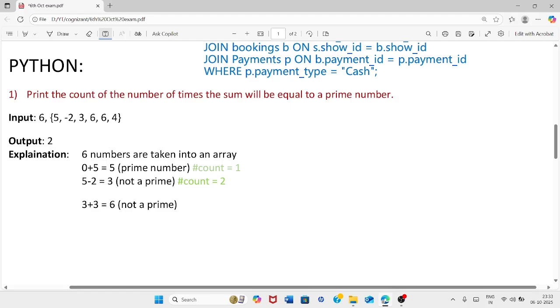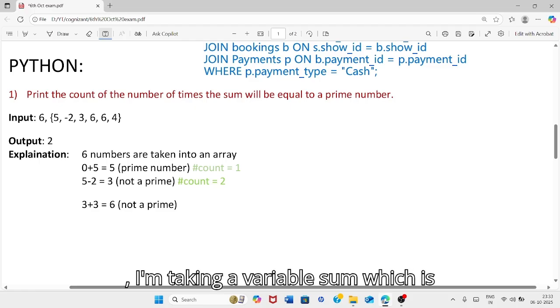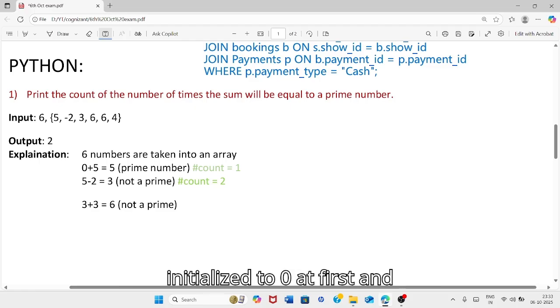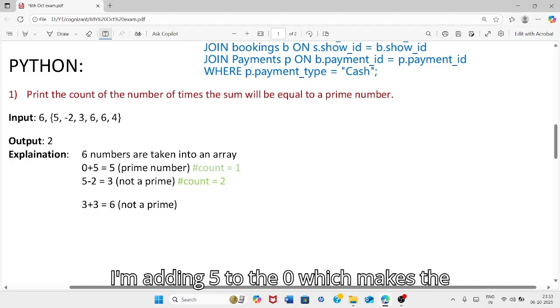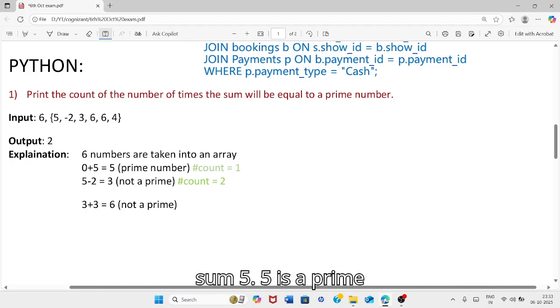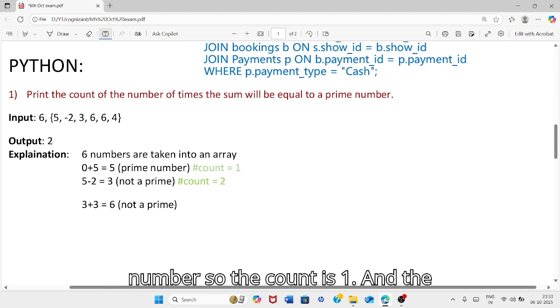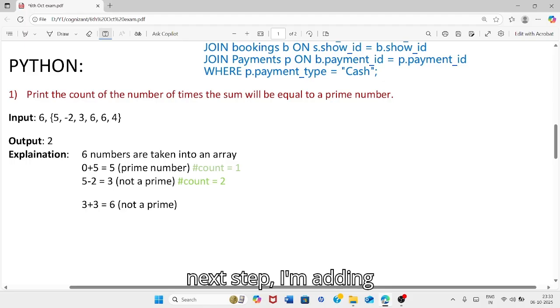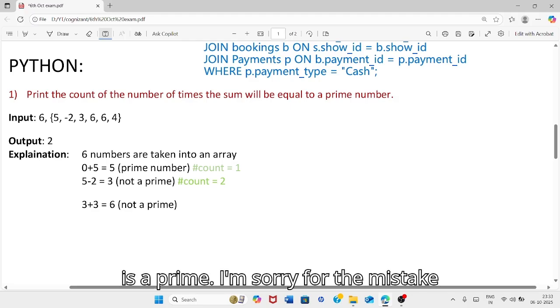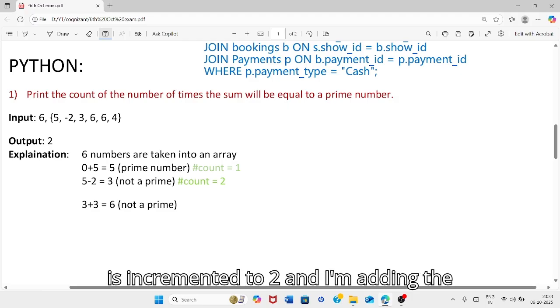I'm taking a variable sum which is initialized to 0 at first, and I'm adding 5 to the 0, which makes the sum 5. 5 is a prime number, so the count is 1. And the next step, I'm adding minus 2 to 5. 5 minus 2 is 3. It is a prime. I'm sorry for the mistake here. It is a prime, so the count is 2.